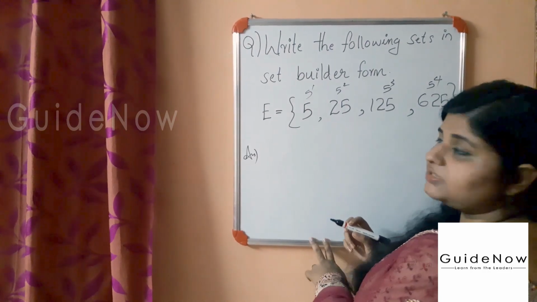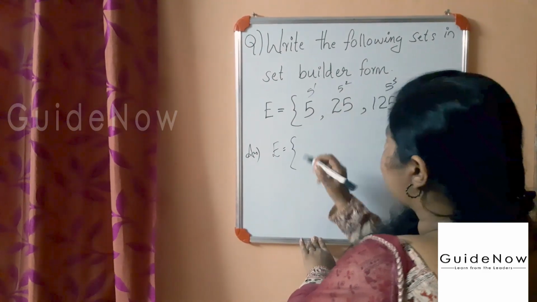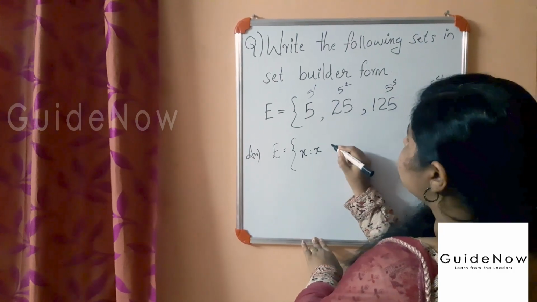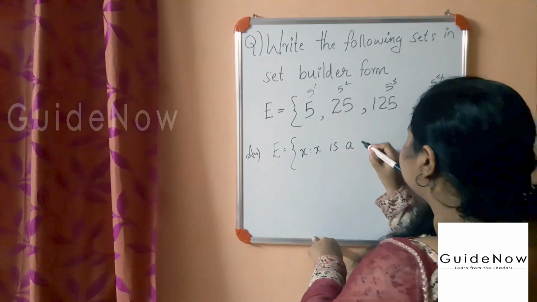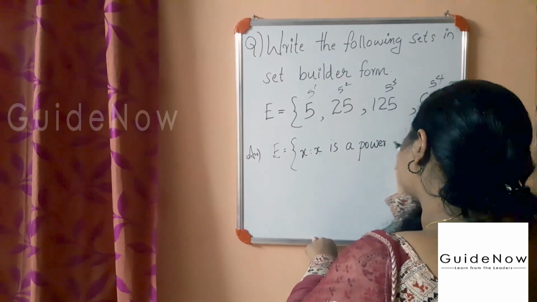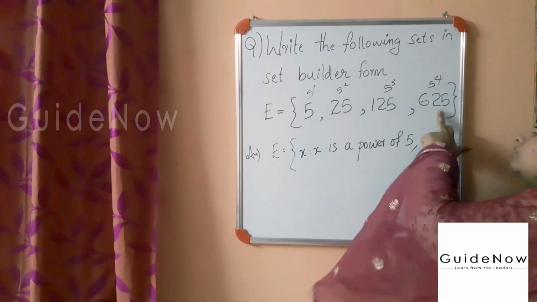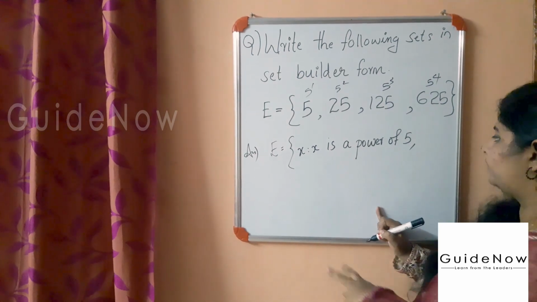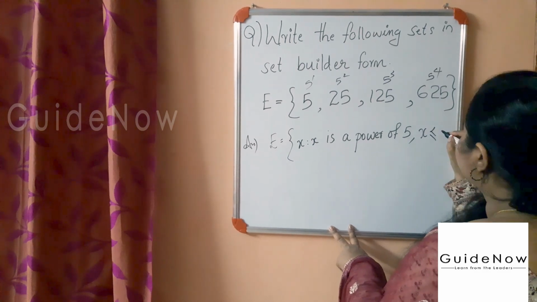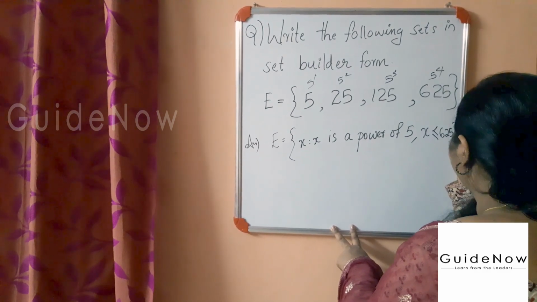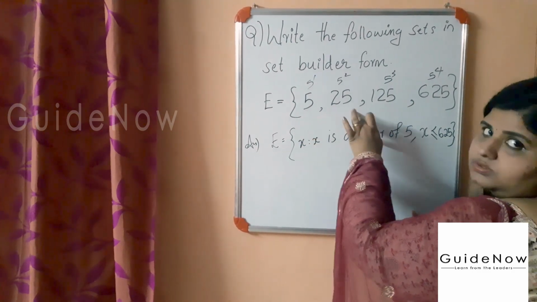So how to write this in set builder form? Set E is equal to X such that X is a power of 5, comma. Here what is the condition? Up to 625, so I write X less than or equal to 625. This is the representation of these numbers.